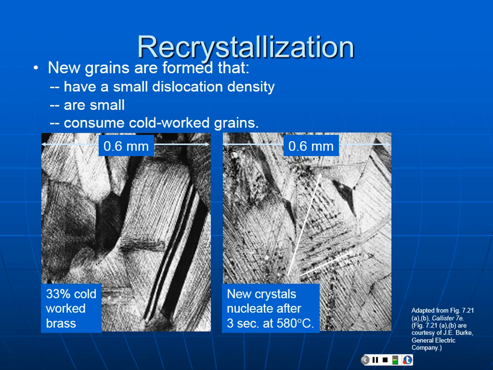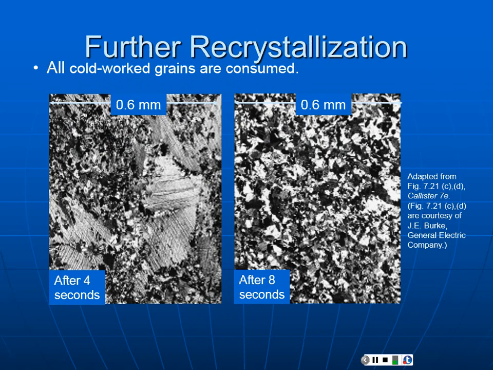For recrystallization, we're going to actually form new grains. So here is a distorted material, 33% cold work brass. If we start to reheat it, now 580 is a very high temperature, almost immediately you're going to get nucleation of new crystals. And so you see these little particles forming, new crystals forming on the boundaries. And as we continue to heat, you're going to get these new crystals consuming all the old grains until they're all gone. Now, this is happening very rapidly because of the temperature being used.